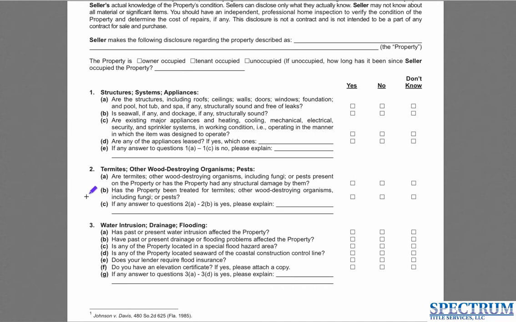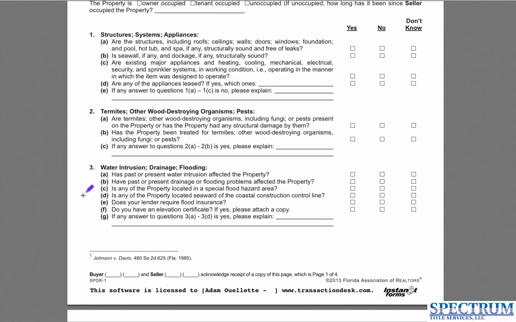Yes, was treated for termites 6 months ago. Everything retested, came back clear, whatever the situation is. But even if there are currently no termites or other wood-destroying organisms, if it had been treated in the past, that's something that needs to be disclosed.